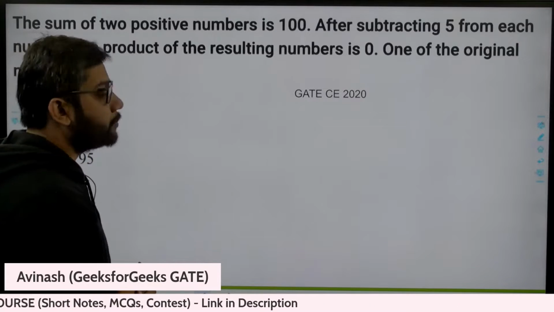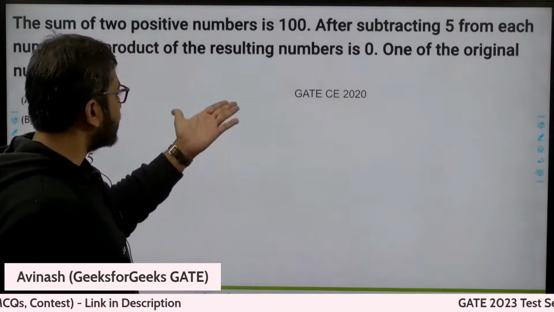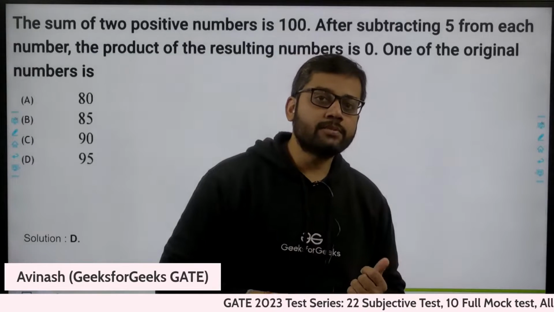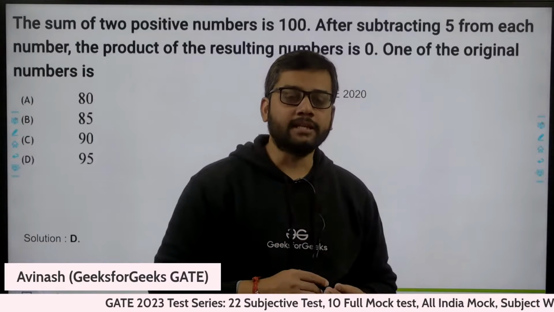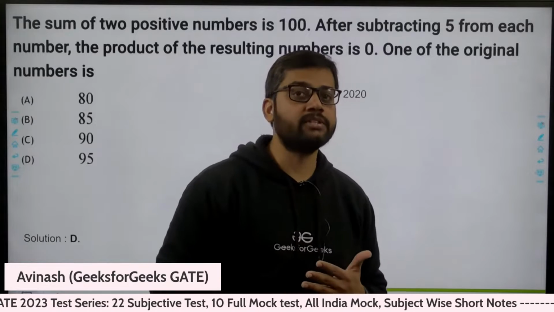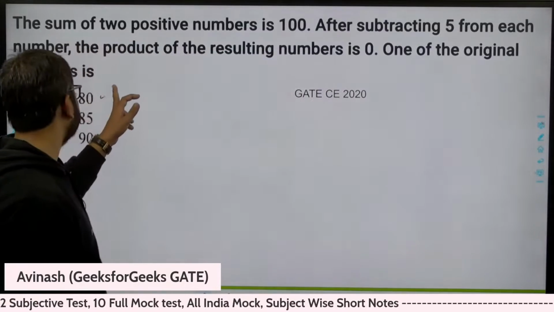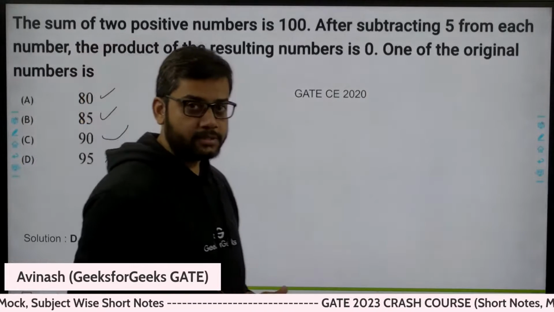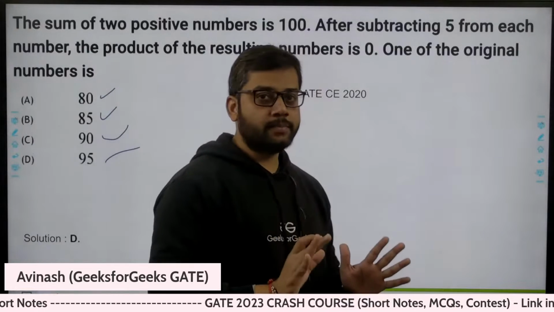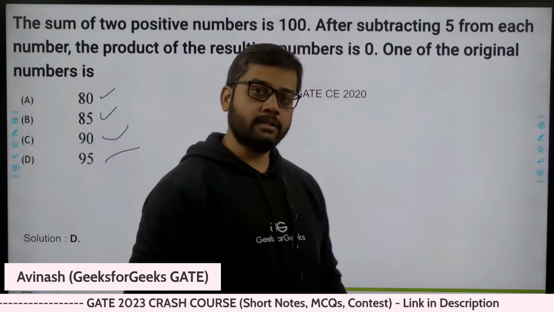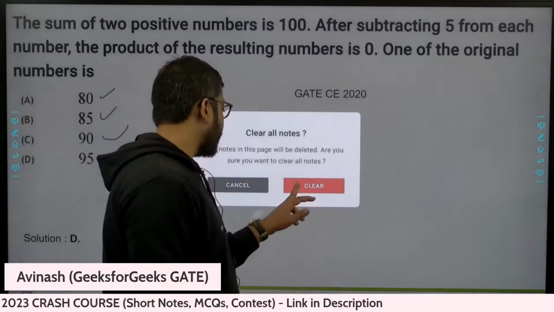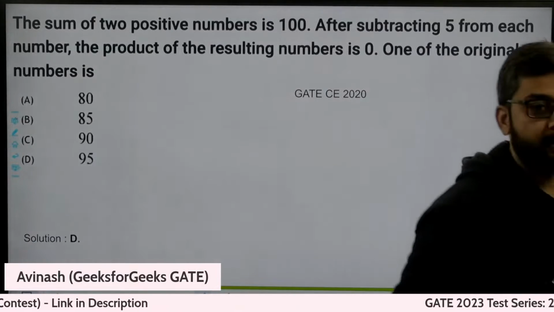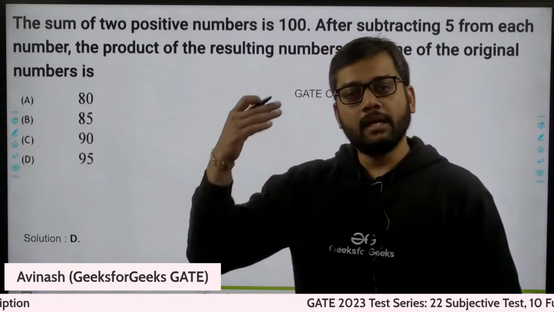The sum of two positive numbers is 100. After subtracting one from each number, the product of the resulting numbers is 0. Most students think this is a lengthy question, or that they need to assume something, or they apply cross verification of the options. But this is not true. I'm going to tell you a very simple method that you have learned in class 9th or 10th. We have learned one basic theory: if we are not able to understand something, assume that part as x.